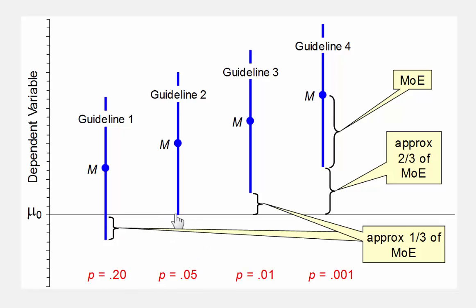When the null hypothesis value is right at one of the limits, we know that p is 0.05. When the null hypothesis value is beyond the confidence interval, then p is going to be less than 0.05. In fact, if it's about 1/3 of MOE beyond, then it's approximately 0.01. And if it's further away still, in fact about 2/3 of MOE away, then p is 0.001. So remembering these four graphics and these four guidelines allows us to read off from any 95% confidence interval and any null hypothesized value an approximate p-value.